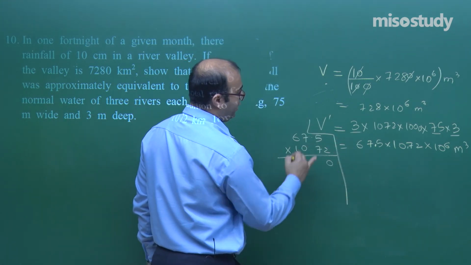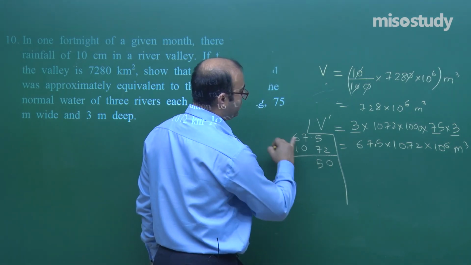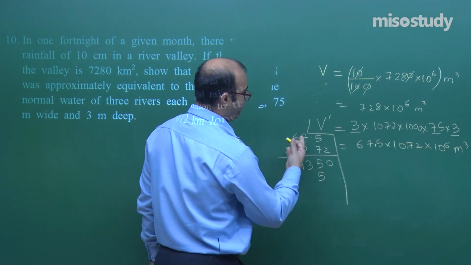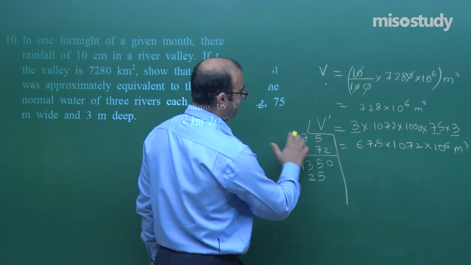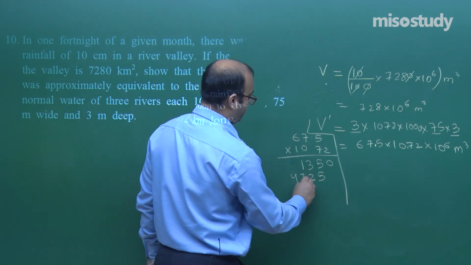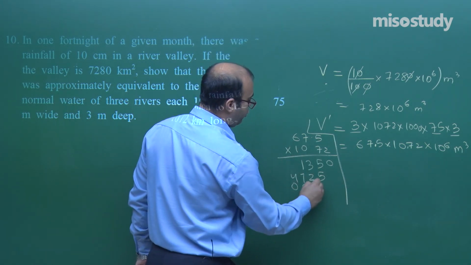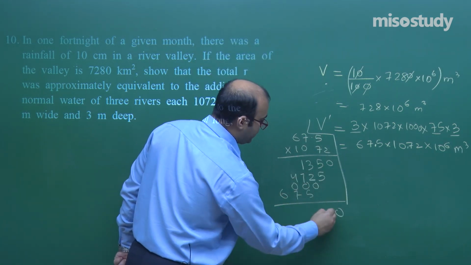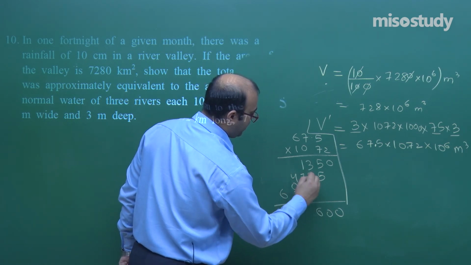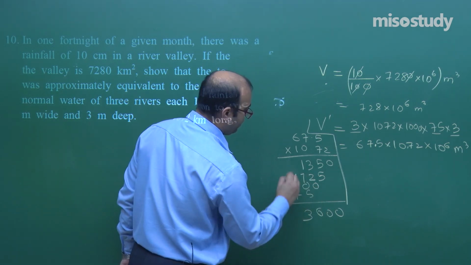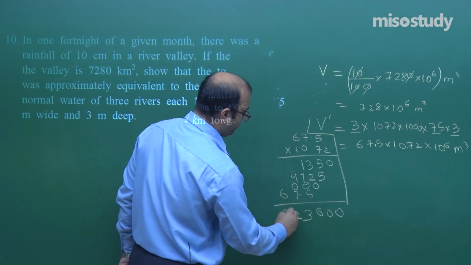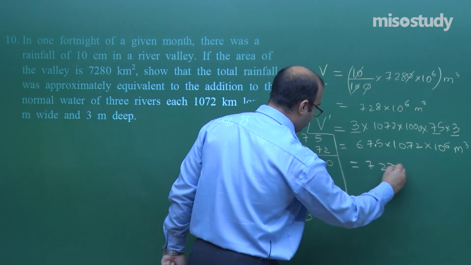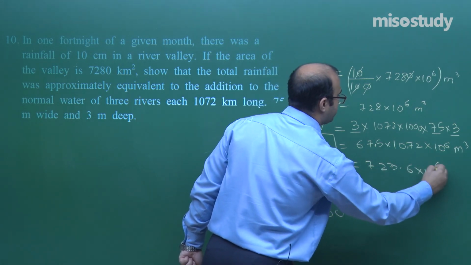5 into 2 is 10, 1 carry, 7 into 2 is 14, 15, 1 carry, 6 into 2 is 12, 13. Then 7 into 7 is 49 and 3, 52, 5 into 7 is 35, 3, 7 into 7 is 49 and 3, 52, 6 into 7 is 42 and 5, 47. 0 is here, so 0, 0, 0 will come here and 675 will come here. So, this is 0, this is 10, 1 carry. So, this is 6, this is 7 plus 1, 8, 5 plus 8 is 13, 1 carry, 8, 4, 12, 1 carry, 7. So, 1, 2, 3 decimal places. So, this comes out to be 723.6 into 10 to the power 6 meter cube.